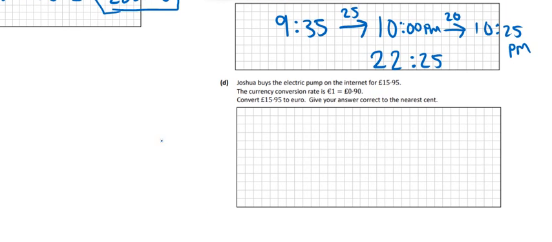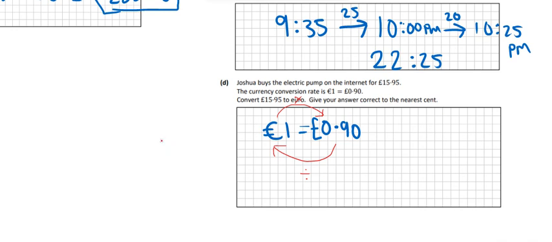Joshua buys the electric pump on the internet for £15.95. The currency conversion is €1 equals 90 pence, because it's in sterling. Depends what way you would have learned currency exchange, but a simple way of remembering is that if you're going from left to right, in this case from euro to pounds, you would multiply. If you're going back the other way, you divide.